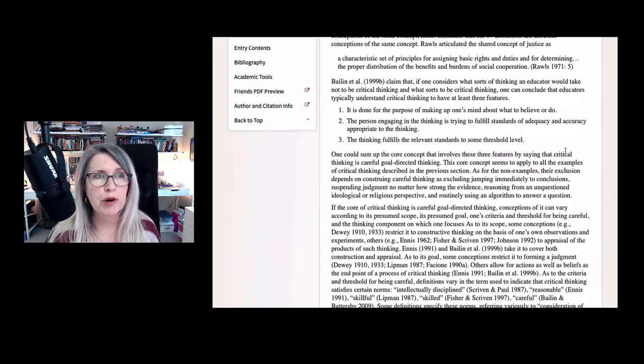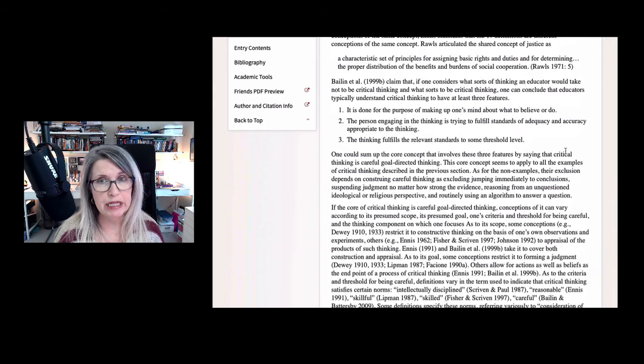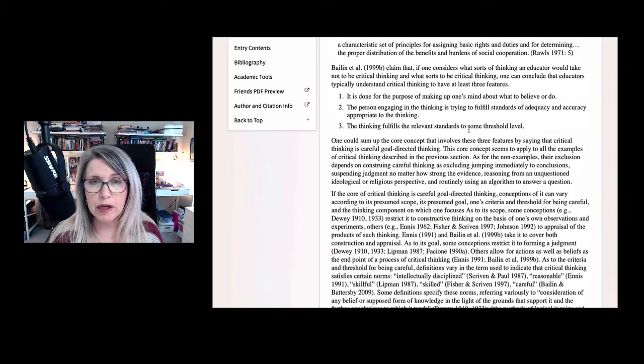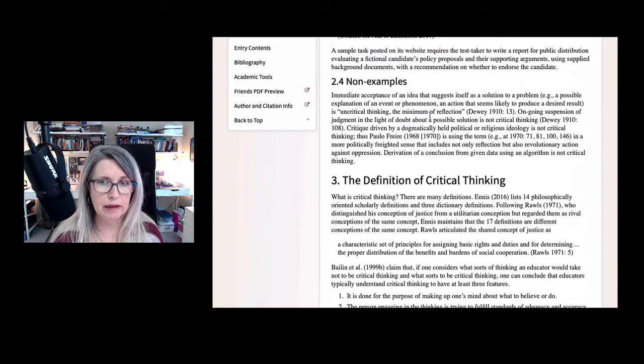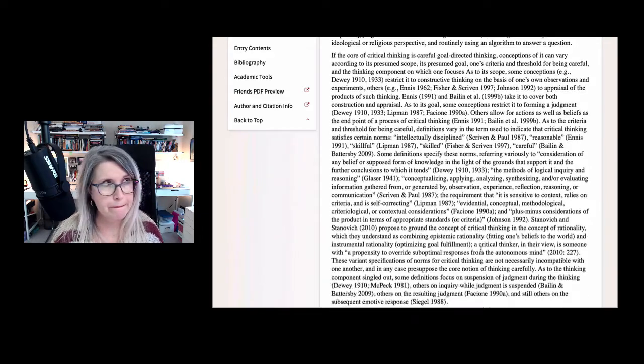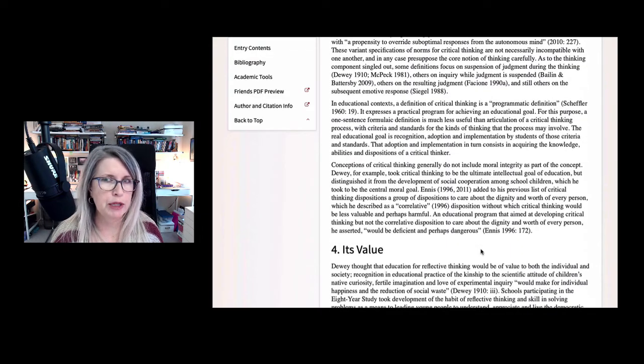Do you think it might be important to be accurate in your thinking if you're going to tell a child that something is so, or that you're going to tell other adults that something is a solution to a longstanding problem? Do you think accuracy might be important? Do you think adequacy of investigation might be important? And the thinking fulfills the relevant standards to some threshold level. It does not fulfill any standard to have immediate acceptance of an idea. To be told this is so, and if you disagree, that's proof that you're a racist. Yeah, I'm not sure how many standards that meets.